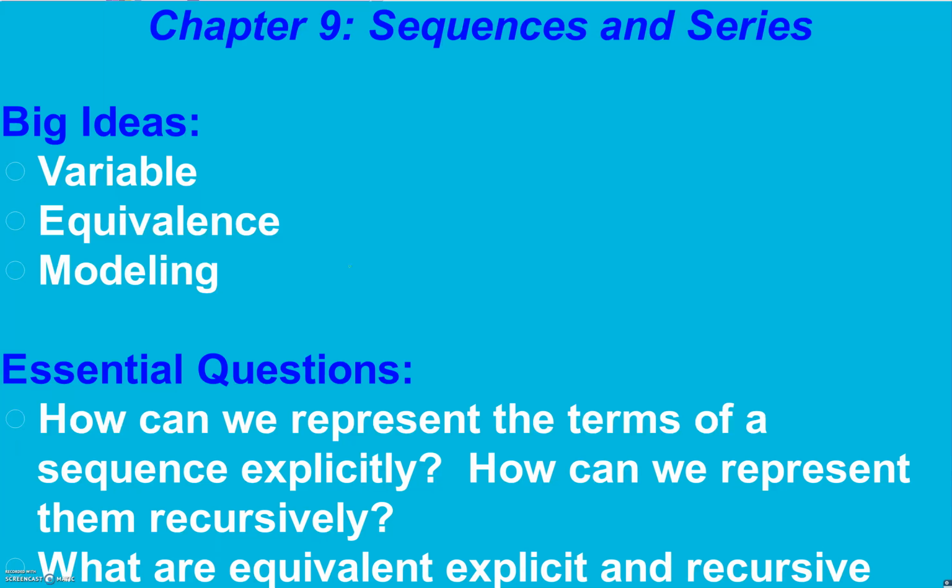Chapter 9 is sequences and series. Big ideas here have to do with variables, equivalence, and modeling. Essential questions and things to be thinking about as we go through these sections. How can we represent the terms of a sequence explicitly? And how can we represent them recursively?